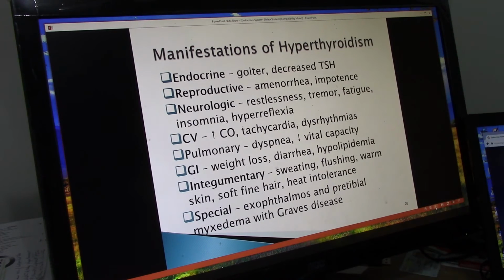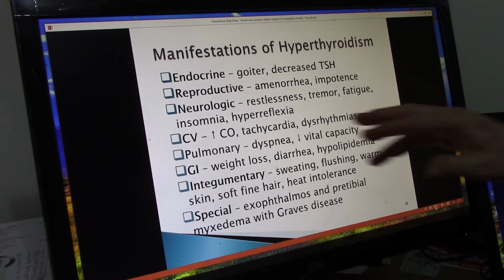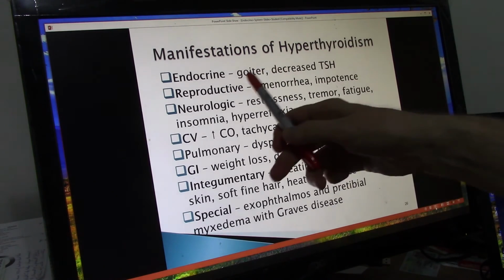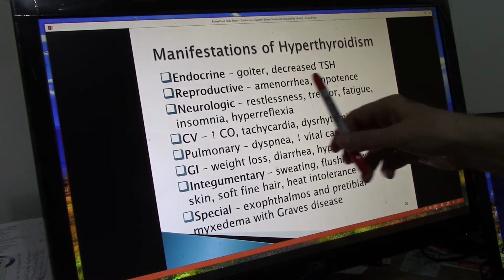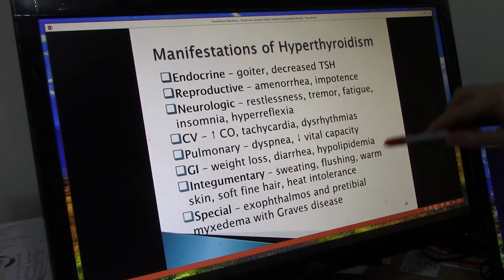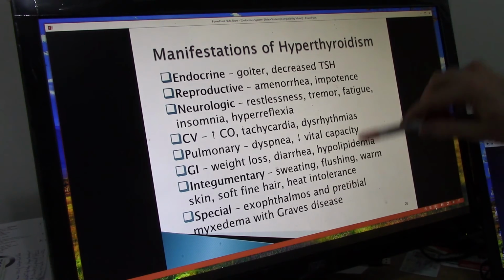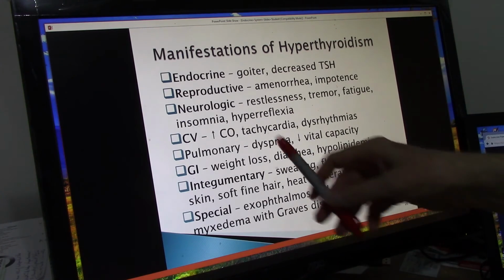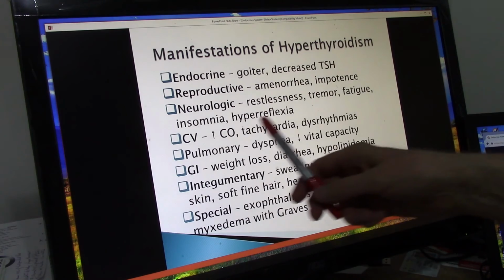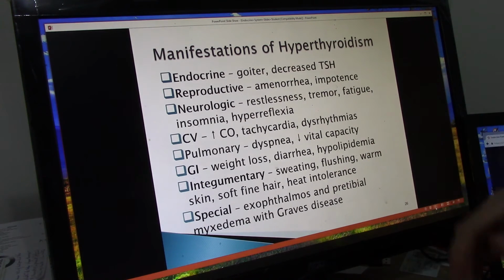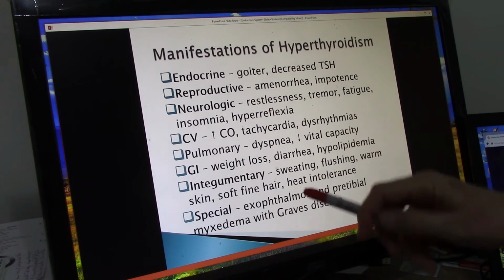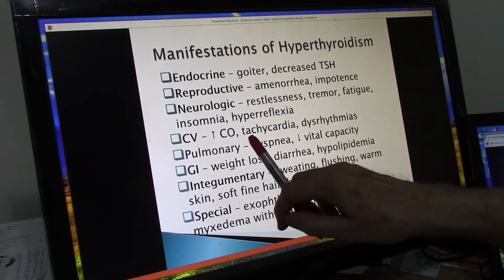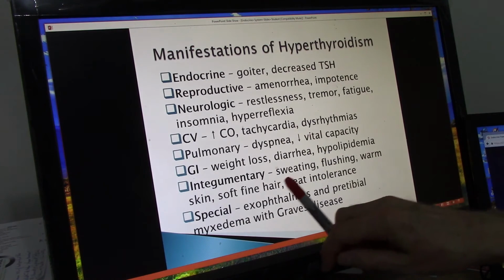Okay, now what are some of the manifestations? Now, you go back to that picture that I just showed you of the lady. At the endocrine level, they'll have an enlarged goiter, and that's an enlarged thyroid gland. They will have decreased TSH, because remember, the negative feedback is going to say, hey, I've got so much hyper TH that we can turn off the TSH now. The reproductive system will be affected. The neurological system, they'll be very restless, hyper reflexive. They're going to have an increase in cardiac output. The heart will be beating faster.